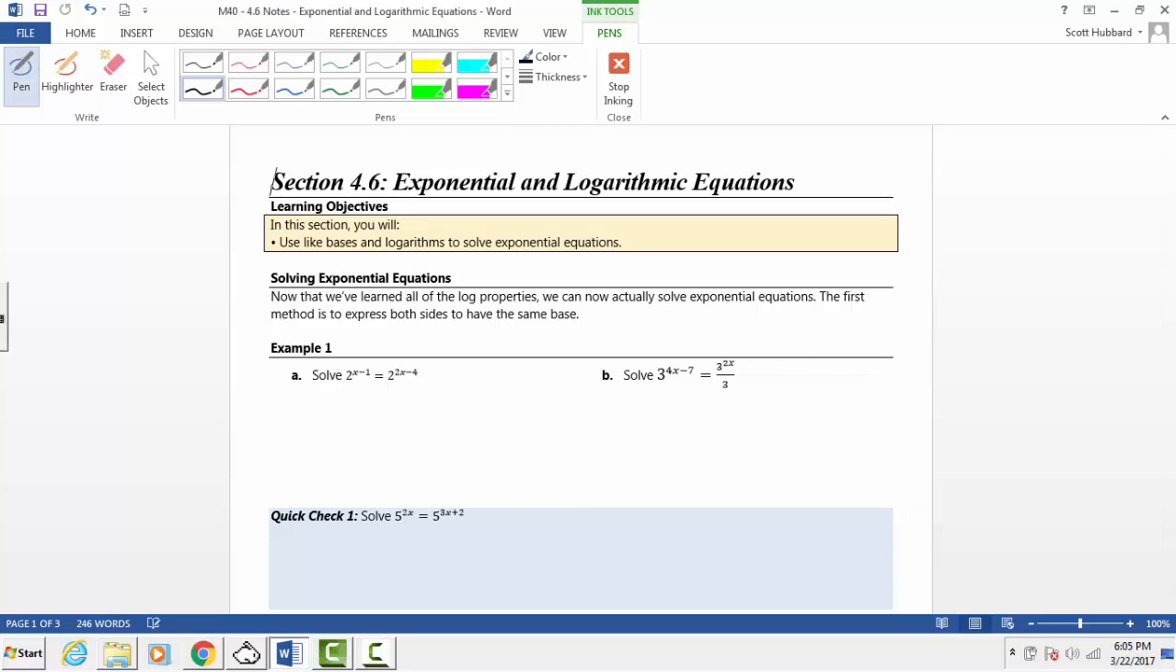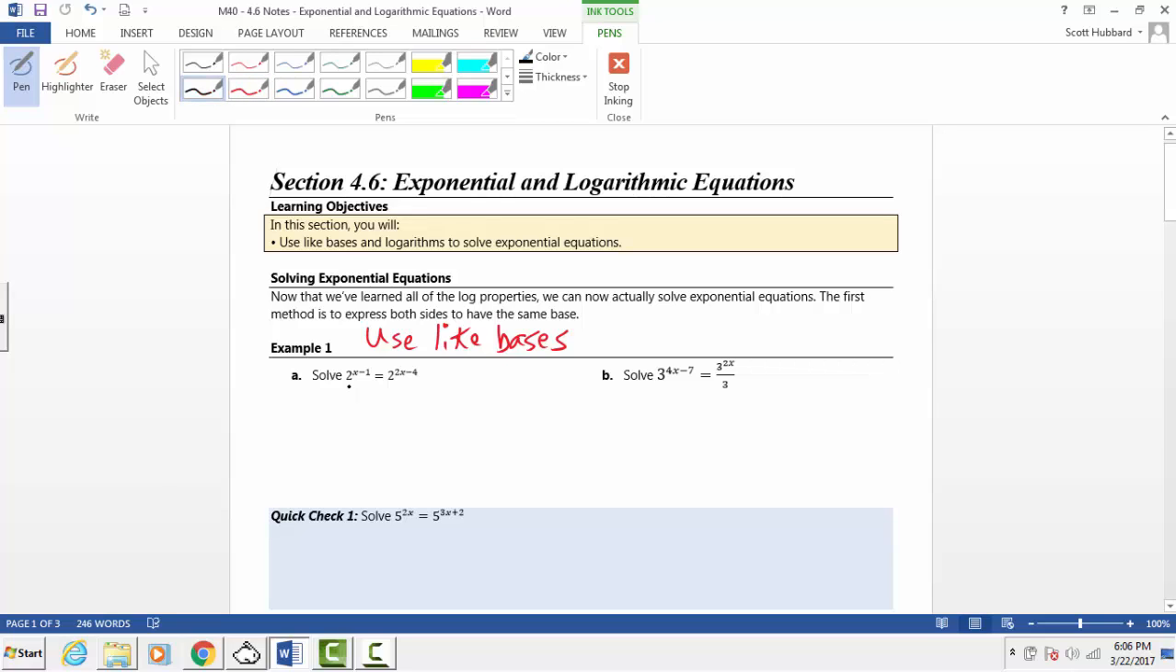So again, what we want to solve today is anything that has two exponents equaling each other or two logs equaling each other, and just kind of review the algebra of how we do that. The first thing we're going to do in this example is use like bases. So when you have the same base for both of them, then you don't have to do any logs or anything like that. You can just go ahead and solve.